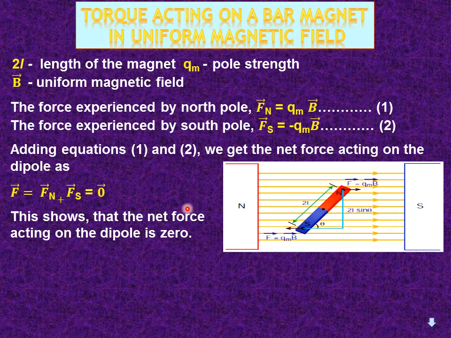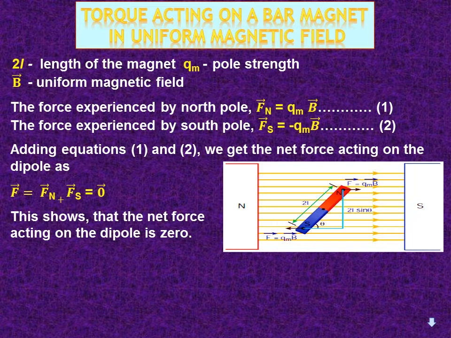See the force experienced by the north pole. First of all, the force experienced by the north pole, Fn vector, is equal to Qm B, and the force experienced by the south pole, Fs vector, is equal to minus Qm B vector. Now adding equations 1 and 2, we get the net force acting on the dipole as F vector equal to Fn plus Fs, which is equal to 0. This shows that the net force acting on the dipole is 0 again.